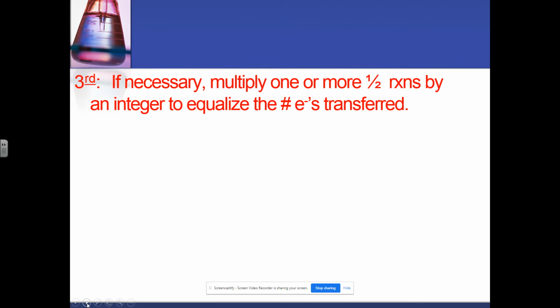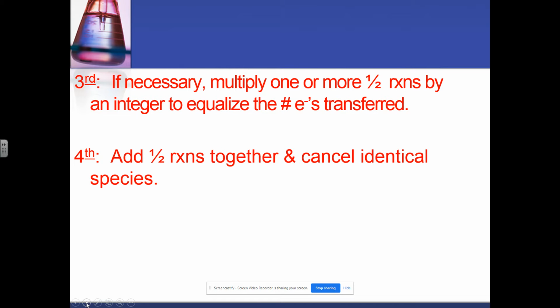Now, once you've done that, it may be necessary to multiply one or both of the half reactions by an integer to equalize the number of electrons transferred. You've got to make sure that the electrons cancel out. They must be equal before you add the half reactions back together. Next, you're going to add your half reactions together and cancel out the electrons.